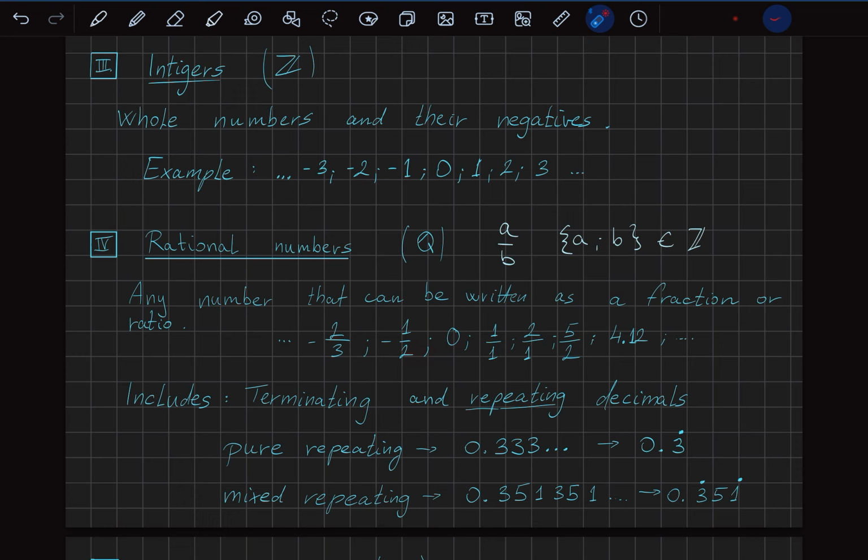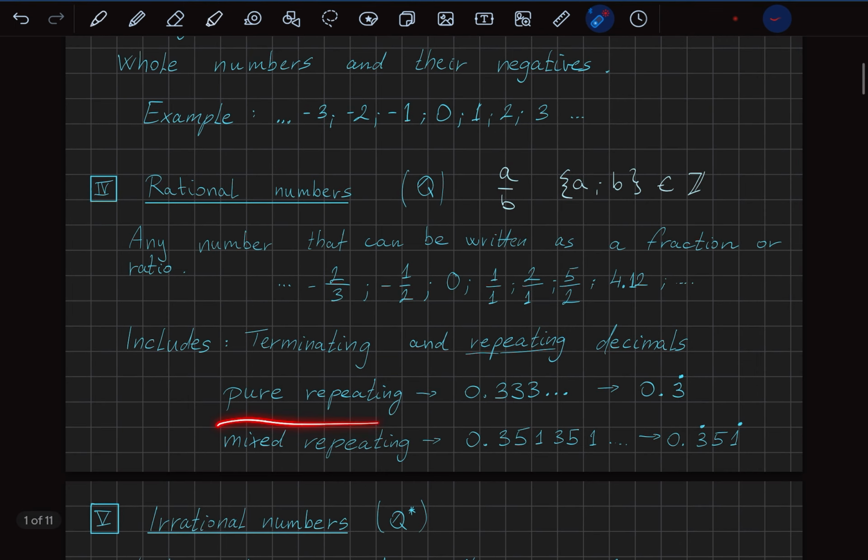Two other pieces of information: the terminating decimals and repeating decimals. Pure repeating is when just one decimal part repeats. For example, 0.333, etc., it's 1/3. So if you see this in a number like 2.333, this 3 goes on infinitely in the decimal places, basically, but you can write it like this, 2 and 1/3.